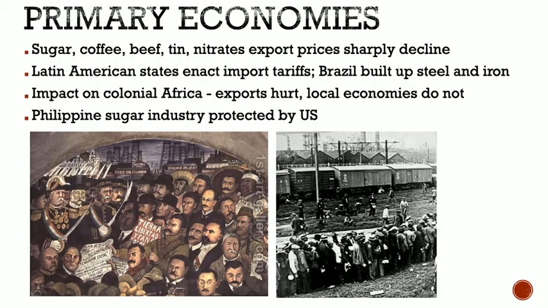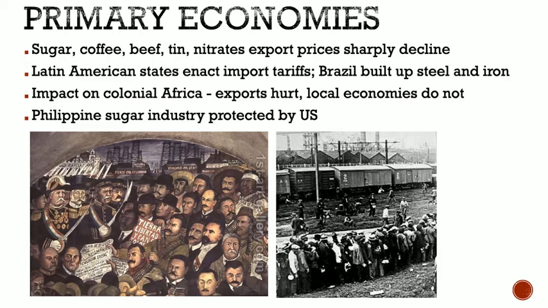In primary producing economies, in economies in Africa and Latin America that provide like one product for export, you also begin to see them taking a big impact. Sugar, coffee, beans, tin, nitrates that were exported see a decline in price. If you are a primary economy, what that means is that you only make one thing. If my country is producing beef, and I'm doing well because I'm selling beef to the world, but all of a sudden no one's buying it and the price drops, then all of my source of income drops because I only make one thing to export.